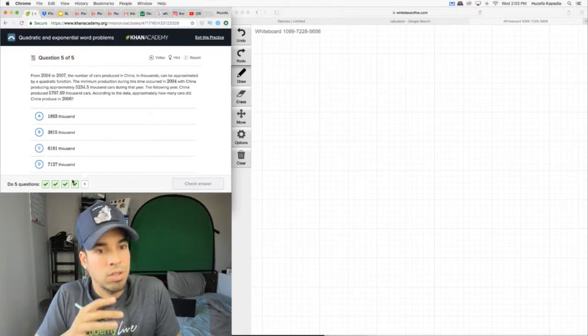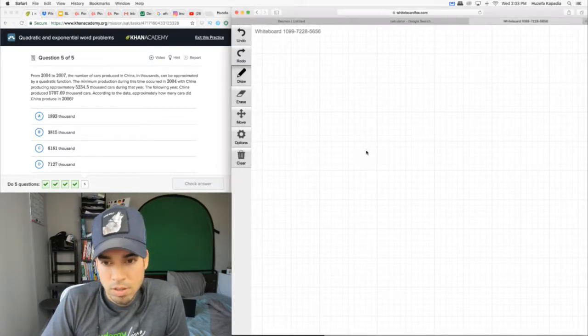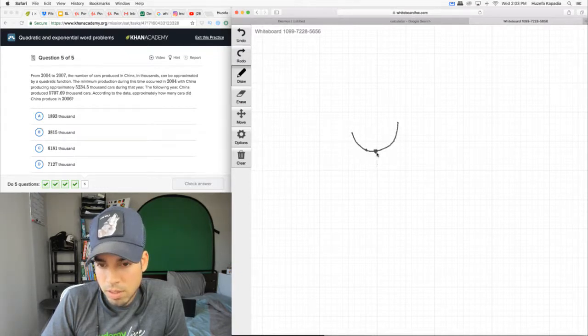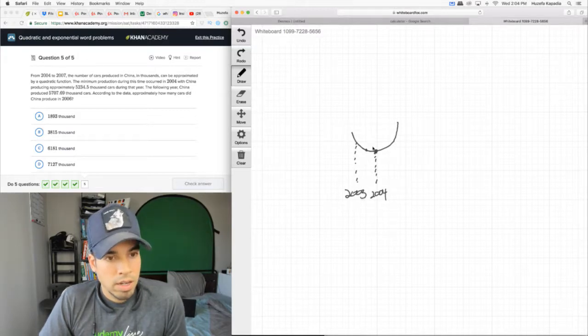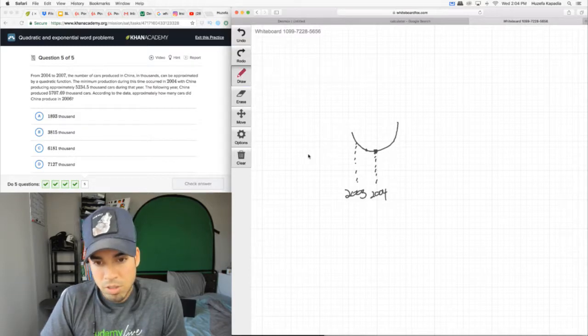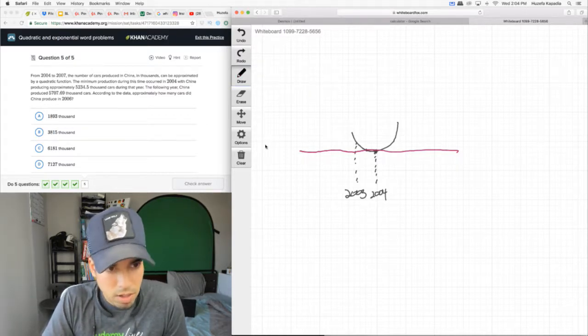All right, so let's see. Say minimum production occurred in 2004. So that means we'd have some sort of a parabola like this. Here's the minimum production in 2004. We could say this maybe is 2003, and this would be 5,000. I'm just making this up as I go. I don't know if this is going to get us to the answer, but this is how I'm processing it.